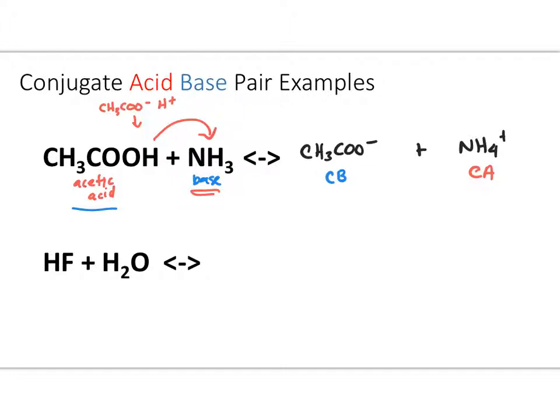Okay, so if we repeat this process down below for our HF, remember HF is going to be our acid. Water in this case is going to behave as a base. So we're going to end up with H3O+ and F-. Okay, so this is going to be my conjugate acid, conjugate base. So simple, straightforward, and basically that's the thought process behind each of these.